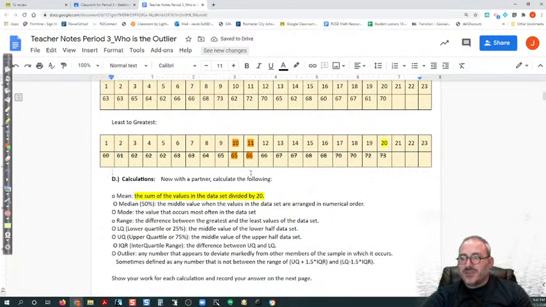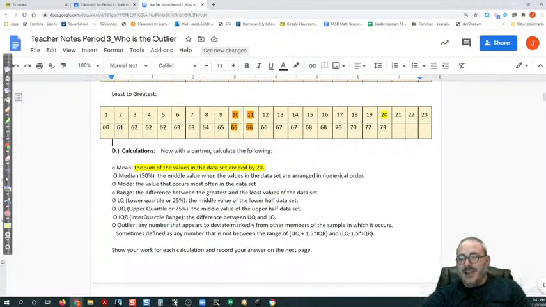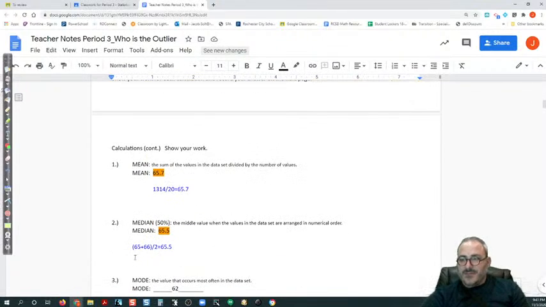What do I do if I'm left with 2 numbers? If I was left with just 1, that would be my median. But since I'm left with 2 numbers, I add the 2 of these up and divide by 2 because there's 2 numbers. All right, so to find the median when there's 2 numbers in the middle, you add them up and divide by 2. 65 plus 66 divided by 2 is 65.5. So our median for this data set is 65.5. All right.